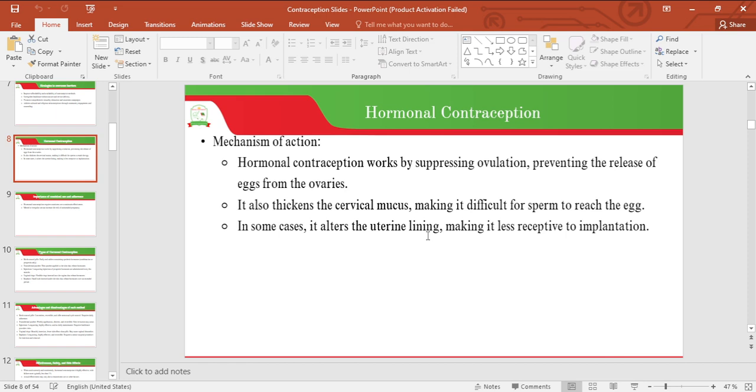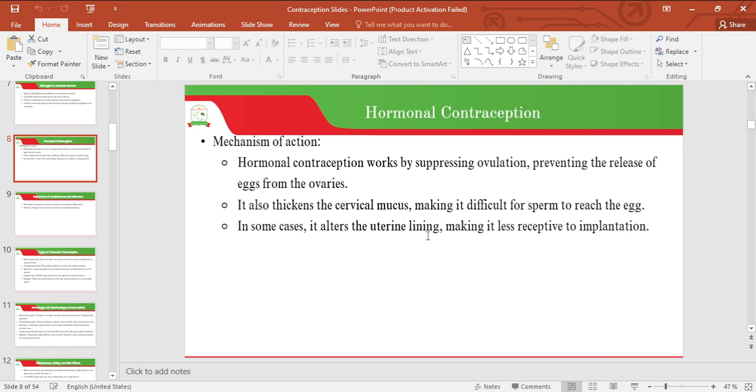Let's look at one of the methods of contraception, which is the hormonal method or hormonal contraception. Let's look at its mechanism of action or how it works. Hormonal contraception works by suppressing ovulation, preventing the release of eggs from the ovaries. Second way the hormonal method works is by making the cervical mucus very thick. So if the cervical mucus has become very thick, it means that it is difficult for sperm to reach the egg.